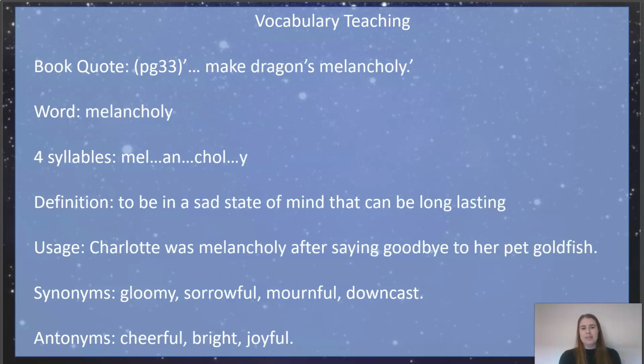We're also going to be looking at this word. So on page 33, it said that the rain makes dragons melancholy. So we're going to be looking at the word melancholy, okay?